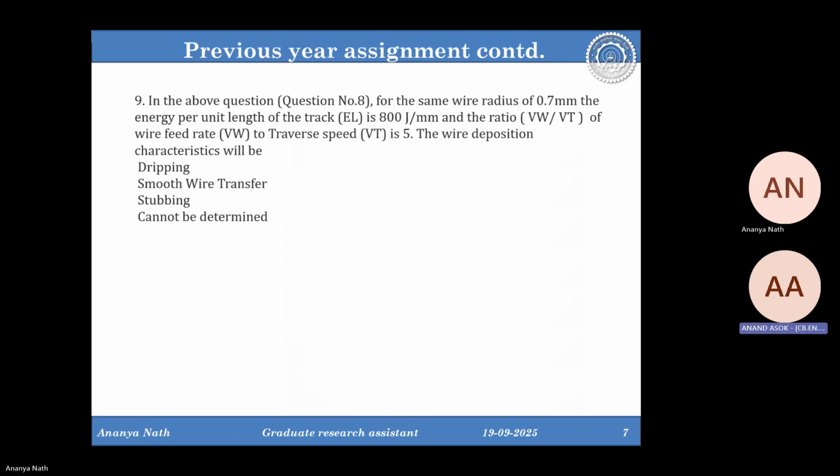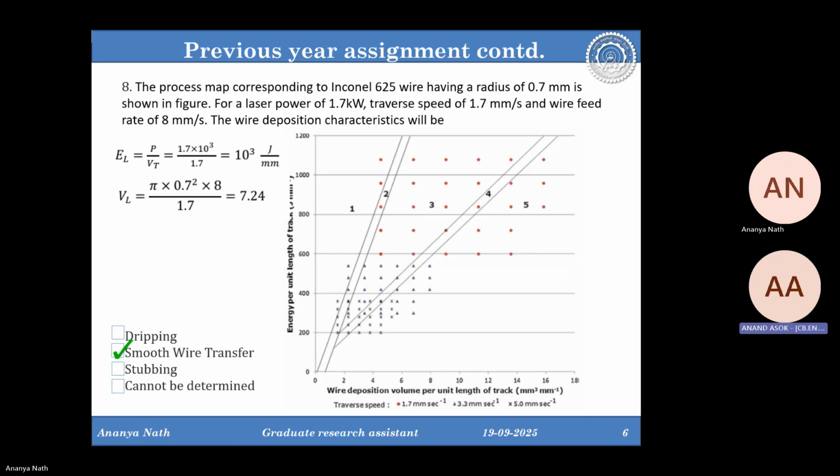Is it based on VL greater than EL? Sorry, can you repeat? How do we select this choice, that is, smooth wire transfer? That's what I'm saying. To select the choice, first you have to see the wire deposition per volume length, VL, where it is coming at 6 to 8. And now we have the EL, that is 10 to the power 3.